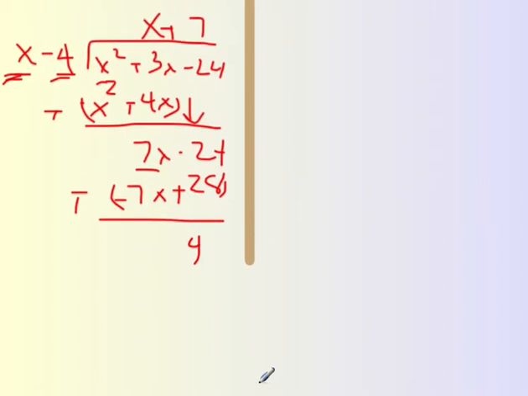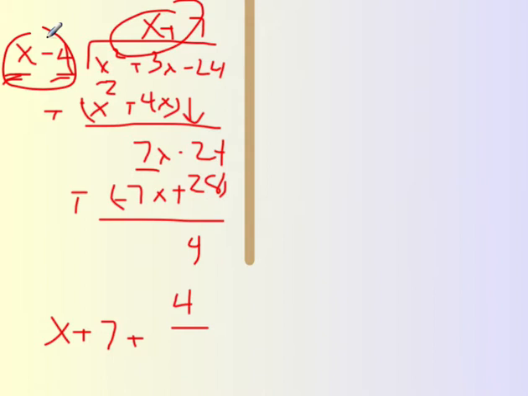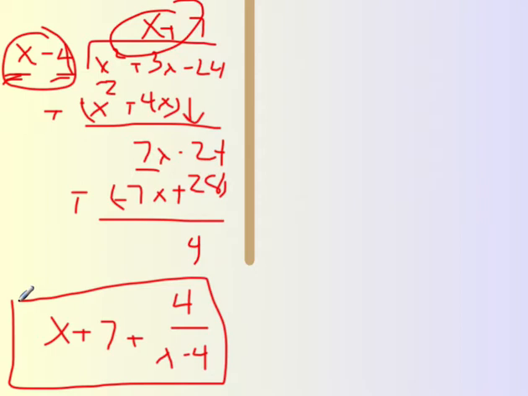So I'm going to take my answer from up here, which is x plus 7, and I'm going to write that out. And now I need to write my remainder. So I'm going to take my remainder and I'm going to write it over my divisor, which is x minus 4. So I have x plus 7 plus 4 divided by x minus 4. So that's all you have to do with the remainder there.